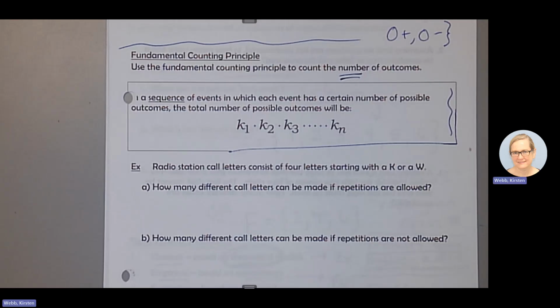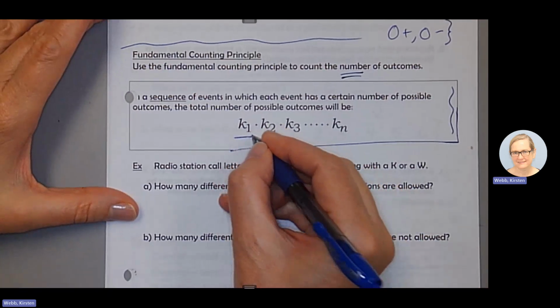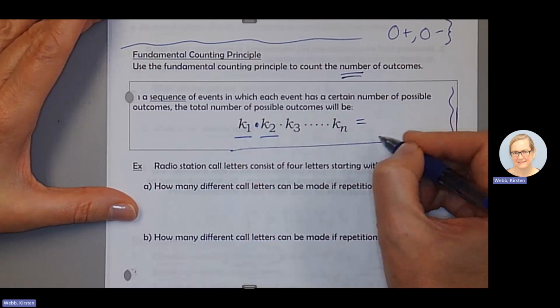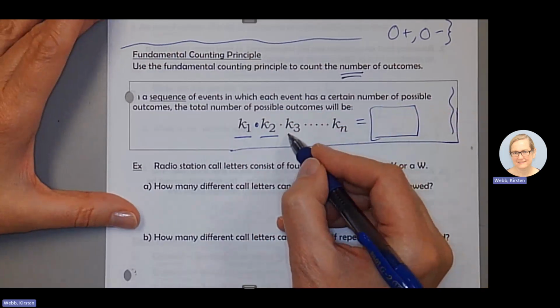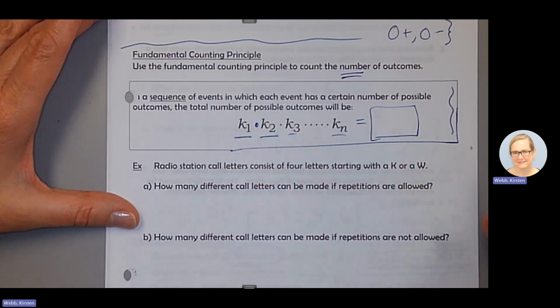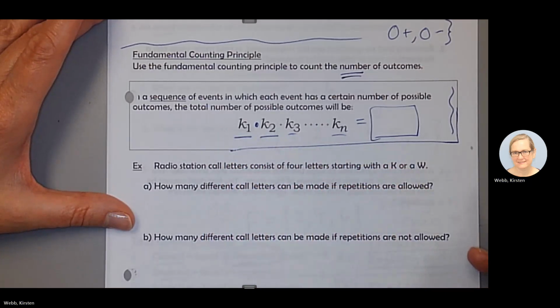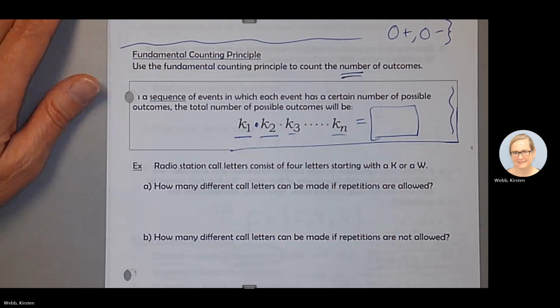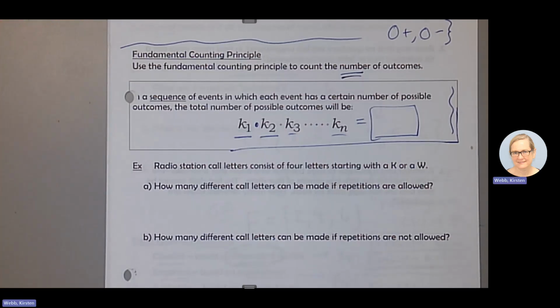So it's meant to be a similar kind of situation where your big picture can be broken down into parts. And the idea is if we know the number of outcomes for each part, that's what all these K's represent, we can just multiply those together to get our grand total. So it doesn't matter how many parts there are, you can multiply as many numbers as you need together. Don't let the strange looking formula throw you off. It's just meant to represent that we can multiply all these individual part numbers together to get our grand total.